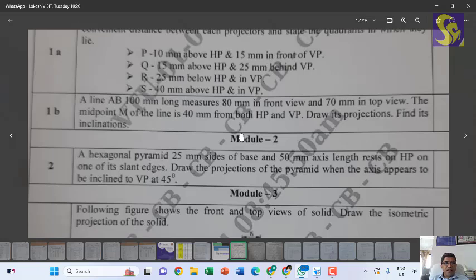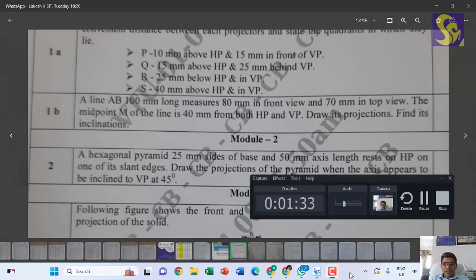Normally we have solved problems with one end being fixed and the other end being moved so that it was inclined to both HP and VP. Now here in this case we have the midpoint M of the line as the fixed point, so that both ends A and B are going to be the moving points. We have been given the true length, the length of the top view and the length of the front view, and no angles have been given, which we have been asked to find out. So we'll try to solve this.